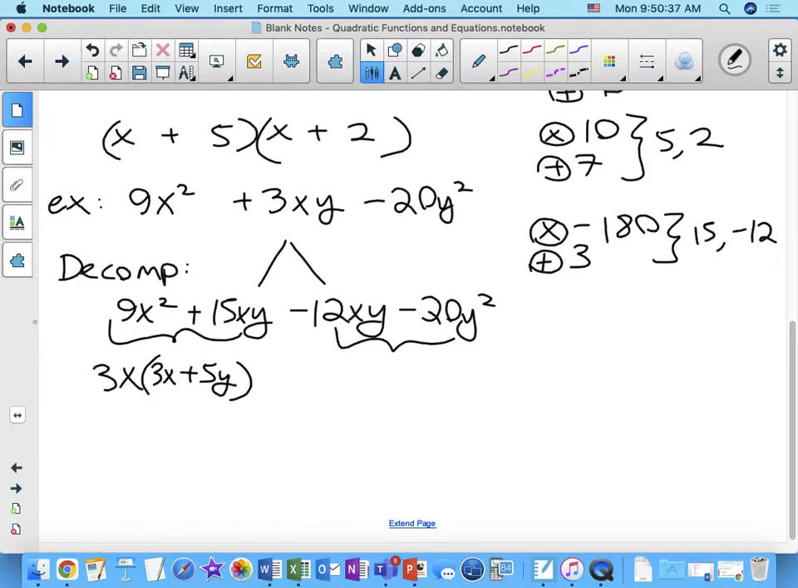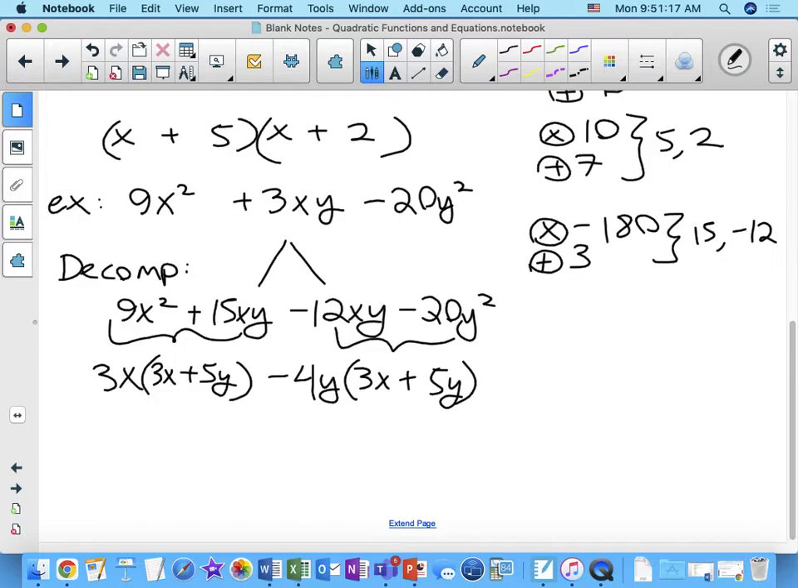Okay, and then I'm gonna do the same thing here. Now, if this is a negative sign, factor the negative sign out as part of your GCF, okay? So between 12 and 20, GCF is 4, so minus 4, and between xy and y squared, my GCF is y. And then what's left from 12xy is 3x. And what's left from 20y squared divided by 4y is 5y.